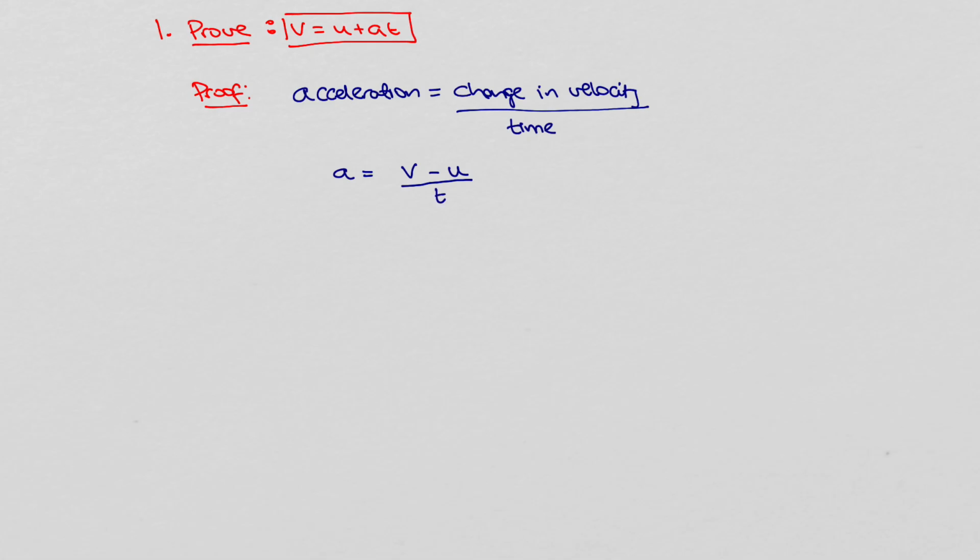So all we have to do to get rid of the t on the bottom is to multiply both sides across by t. So if I multiply the left-hand side by t, I get at. And if I multiply the right-hand side by t, I'm left with v minus u. And now all I have to do is add u to both sides, which gives me u plus at equals v. In other words, v is equal to u plus at, which is what I'm trying to prove.